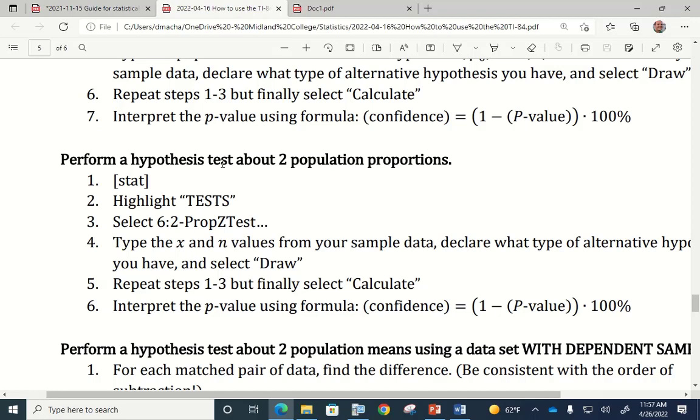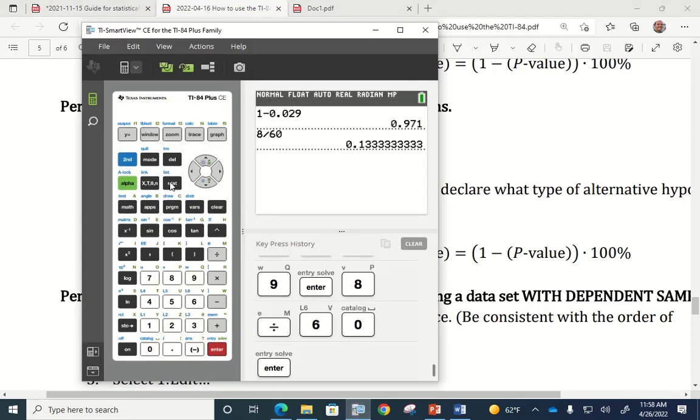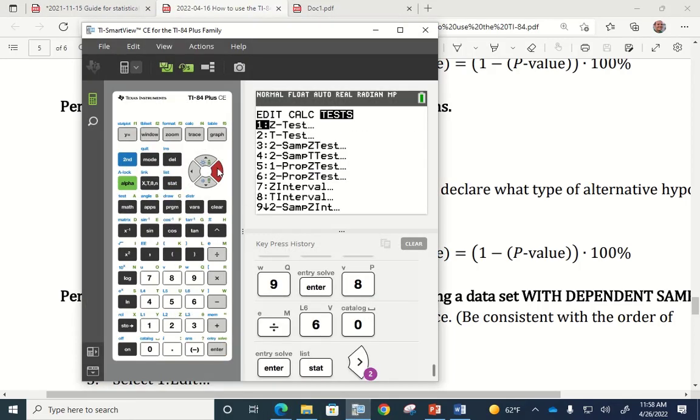But we're trying to perform a hypothesis test about 2 population proportions. And get out your calculator and practice this with me. We're going to click stat, and then tests. And then we're going to choose number 6. So we go to stat, you go over to tests, and then we choose number 6 because it says this is going to be a 2 proportion Z test. So it's a Z test because my test statistic is a little z, and we're going to use the standard normal distribution. And we're talking about 2 proportions, and so that's why I'm choosing number 6.